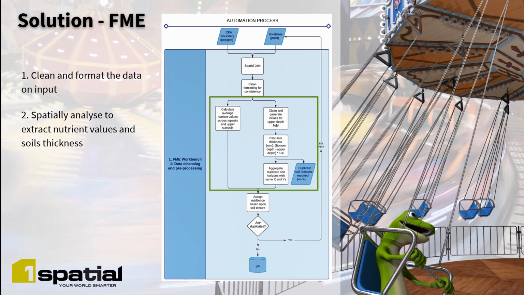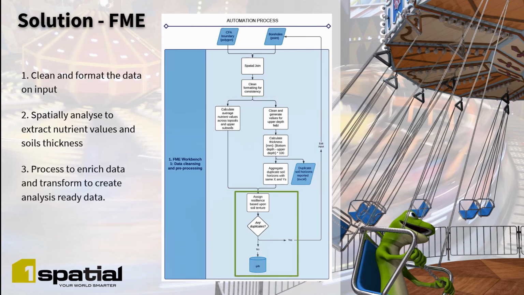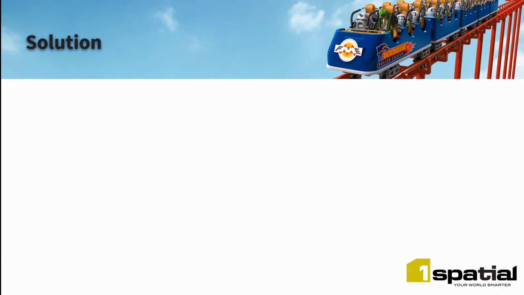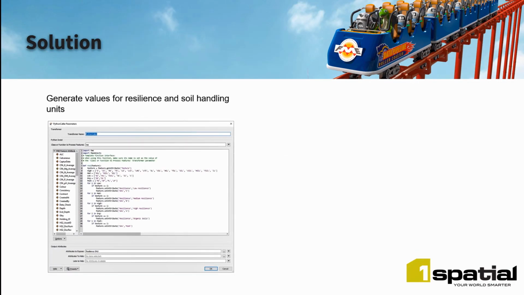After this process, we could bring the data back together to create a dataset with consistent depth and thickness values, as well as the newly calculated average mineral content for each of the land holdings. The final bit of the process we did there was to take the codes that denote the texture of the soil and convert them to more general resilience values and soil handling unit values. This was performed using another Python caller.